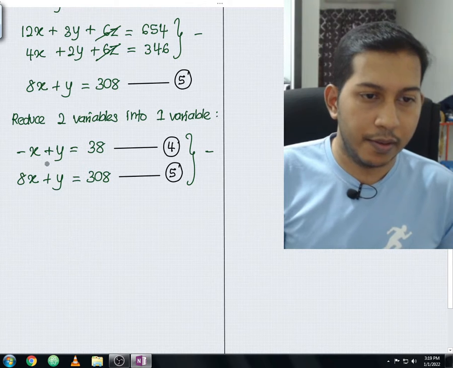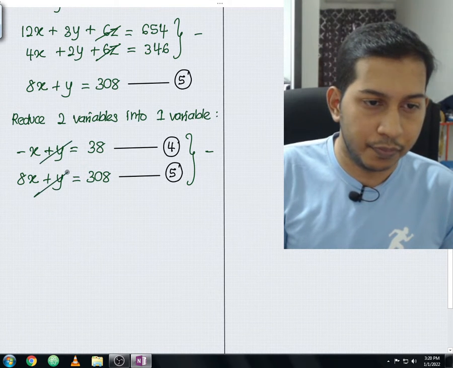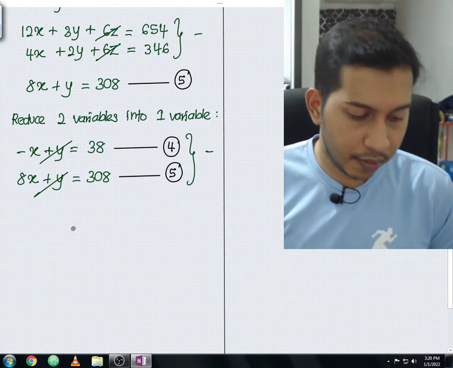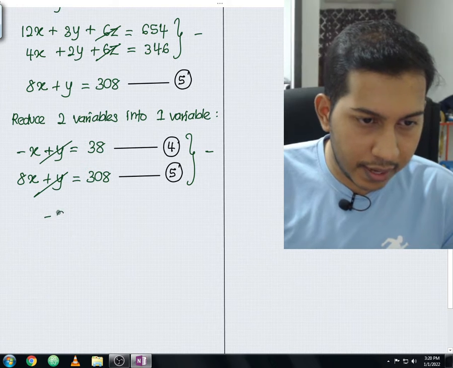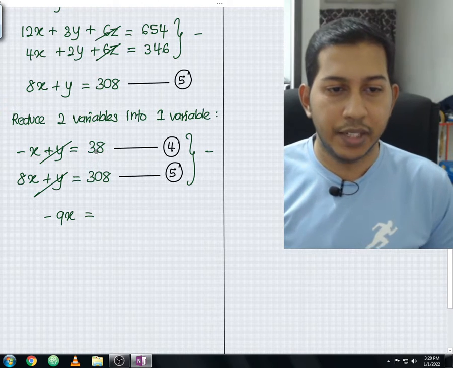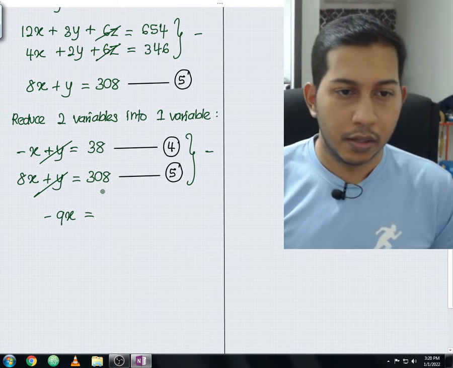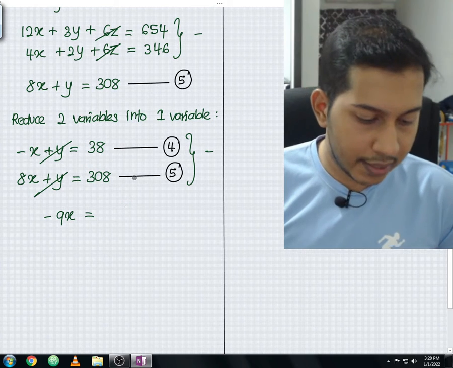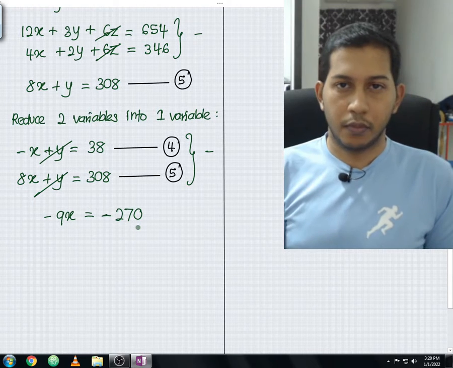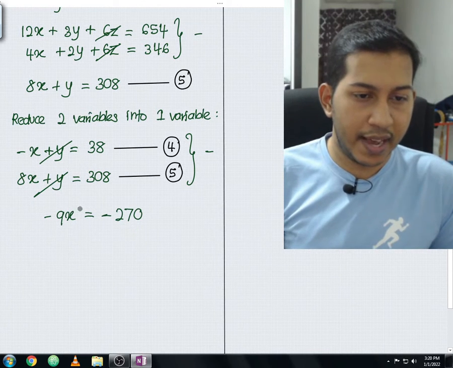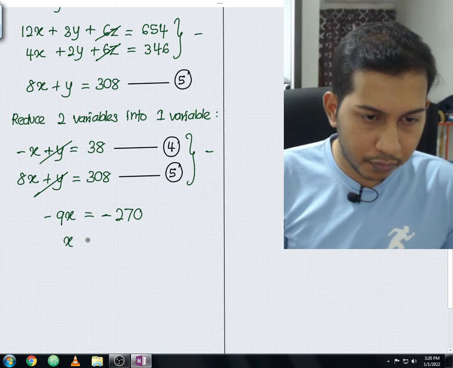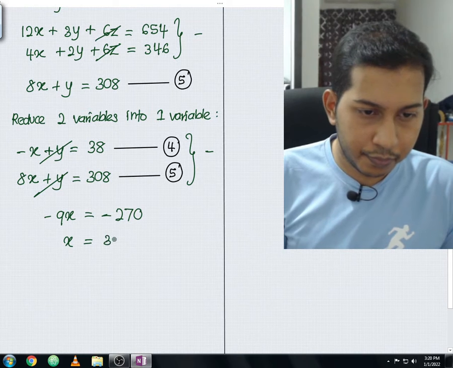So the y and y, you minus them, so you get 0. So you're only left with the x variable. So negative x minus 8x, so from here you get negative 9x. So that is for the left hand side. For the right hand side is 38 minus 308. So you perform this, so you should get negative 270. So negative 9x is equals to negative 270. So from here you get your x is equals to 30.